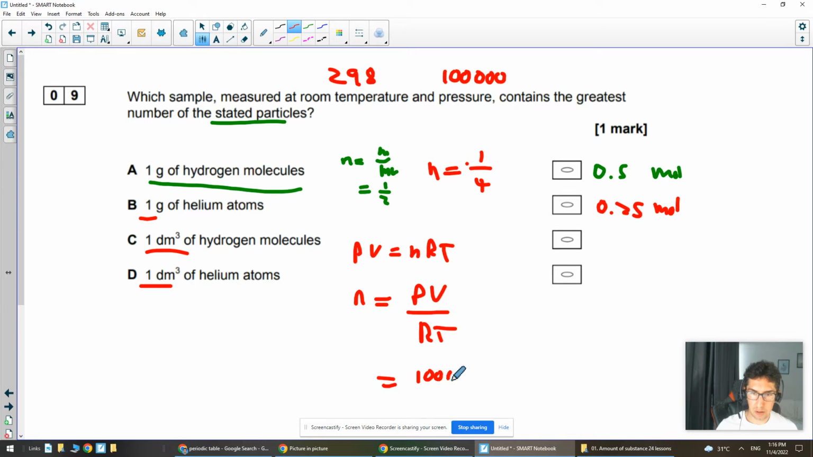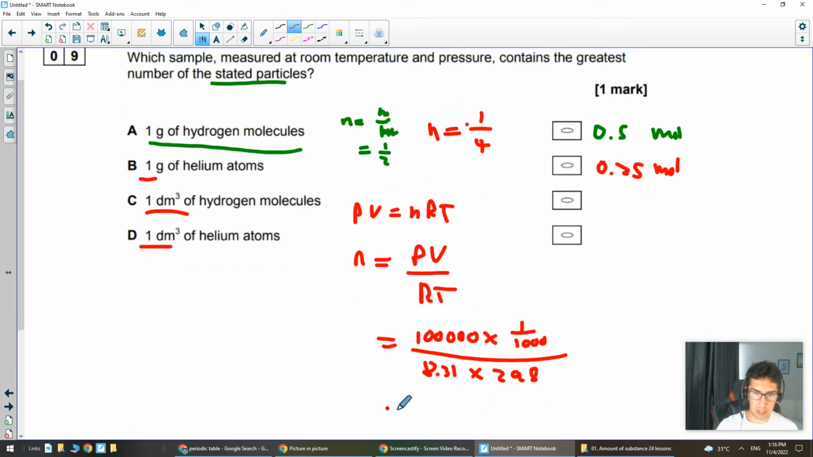Okay, so that's 100,000 times 1 over, the volume needs to be in metres cubed, so we divide that by 1,000, so 1 over 1,000, over 8.31 times temperature, which is going to be 298. Okay, so throw that all into the calculator. It's 0.0403. Let's go for 4 SF, it doesn't really matter. So again, we got not very many moles.